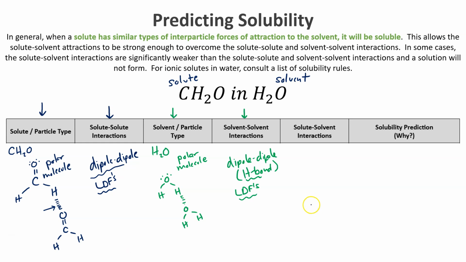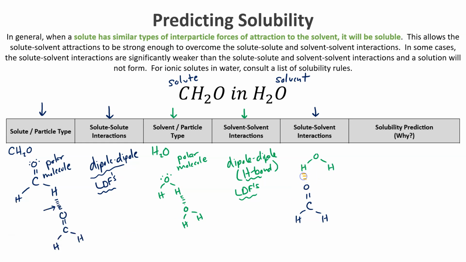So our final decision is, what are the solute-solvent interactions? We're looking down here now, almost at the end of the process. What that means is, when you finally mix CH2O with H2O, how are the two different molecules going to start to interact with each other? It's usually a good idea as part of this process to draw them out so you can get a better visual on what's taking place and how the two molecules might interact with each other.